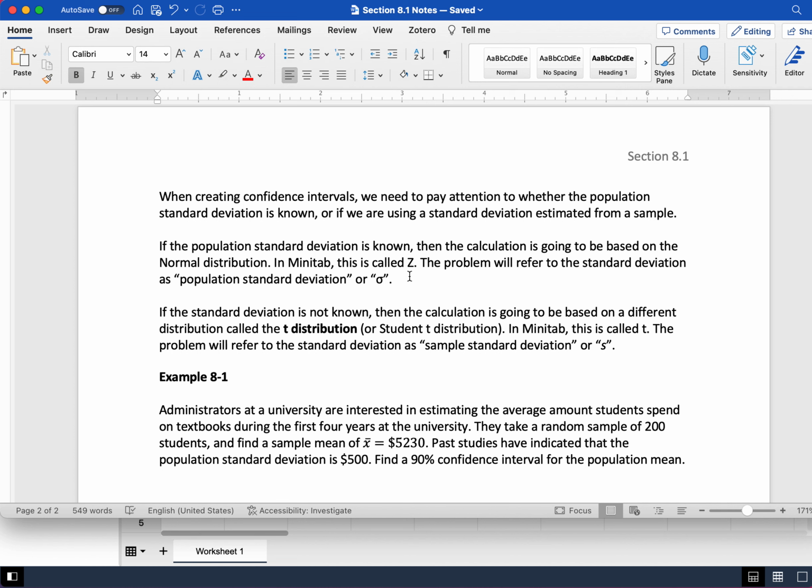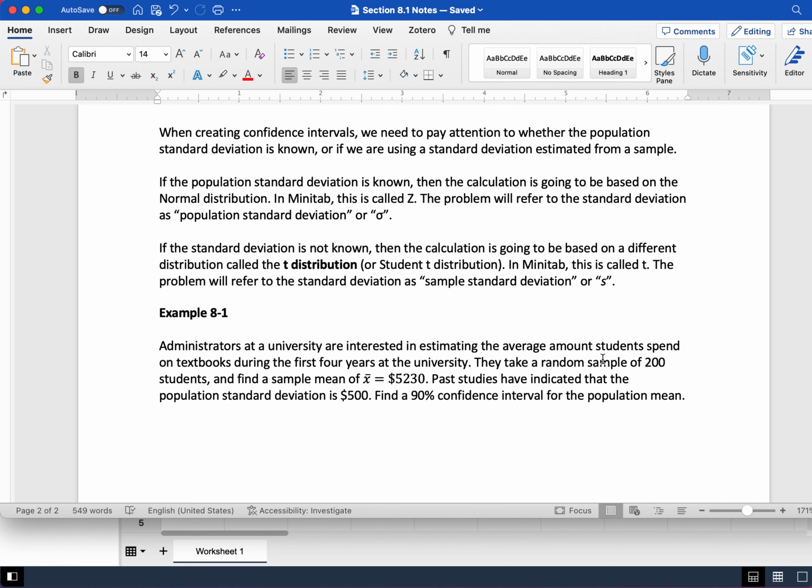If standard deviation is not known, then the calculation is based on what's called the t-distribution, sometimes called student t-distribution, but in Minitab you will just see t. And this means that we have a sample standard deviation, or you may see in the problem the S, which stands for sample standard deviation. So we're going to do some examples here.